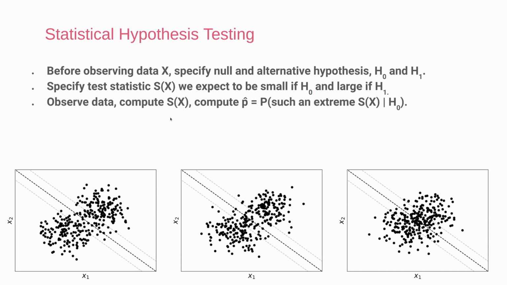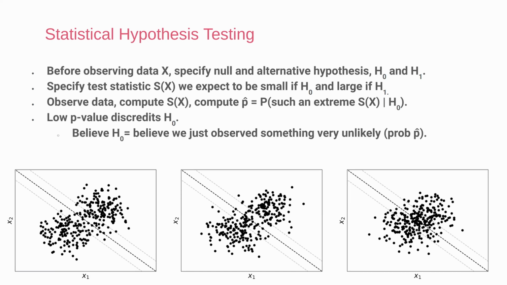Then we observe the data, compute the actual observed value for the test statistic, and the associated p-value, which is the probability that such an extreme value of the test statistic would have been observed under the null hypothesis. The idea here is that a low p-value, so a very unlikely event, sort of discredits the null hypothesis. It's like saying we could continue to believe the null hypothesis, but we'd have to also believe that we just happen to observe some extremely unlikely data.